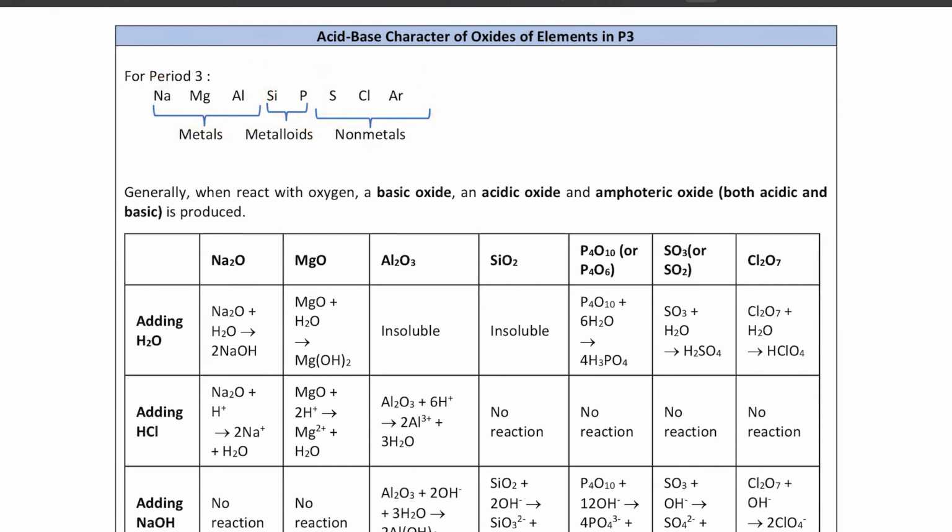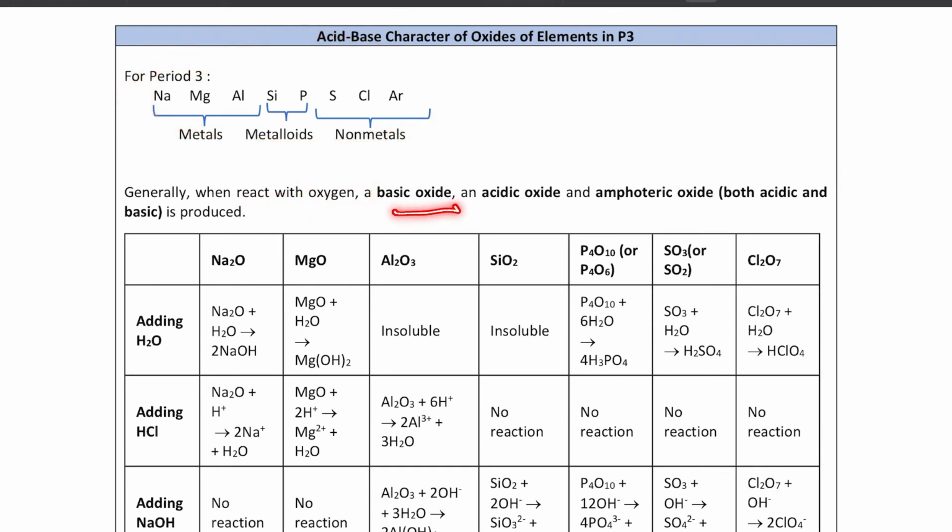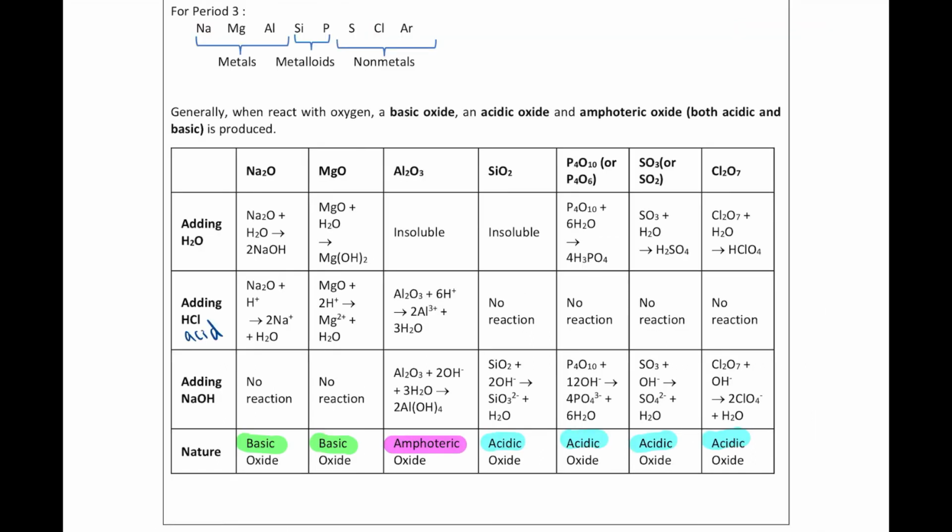Okay, so generally when we react all these elements in period 3 with oxygen, kita akan dapat 3 benda, and those are basic oxide, acidic oxide and amphoteric oxide. Kalau basic oxide tu maksudnya sifat dia base lah. Acidic oxide sifat dia macam acid lah. Tapi kalau dia amphoteric oxide, that means dia ada dua sifat, iaitu both acidic and basic punya sifat. Okay, so next kita tengok dekat table ni.